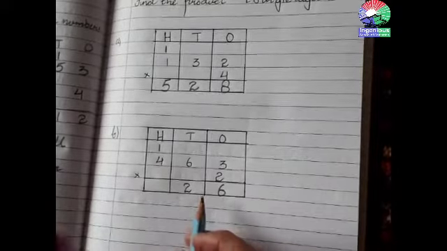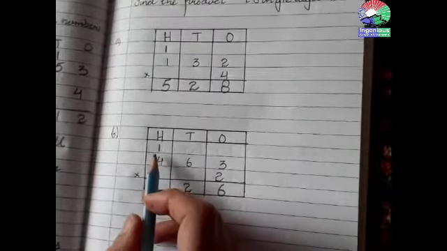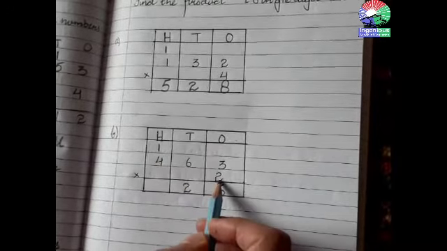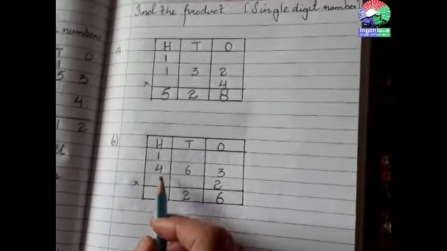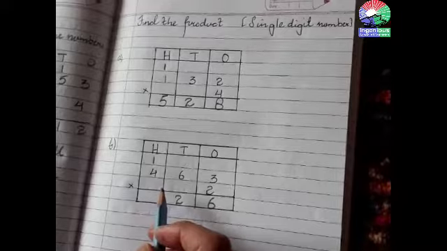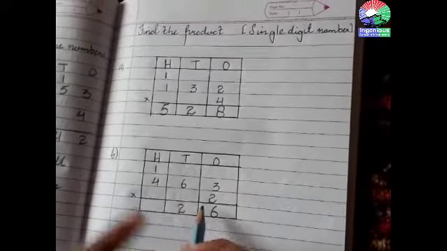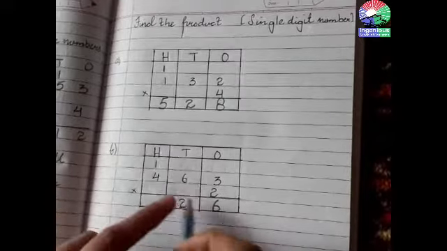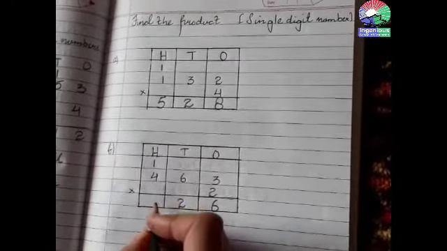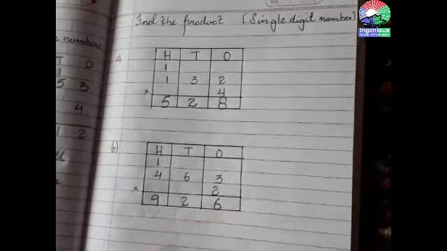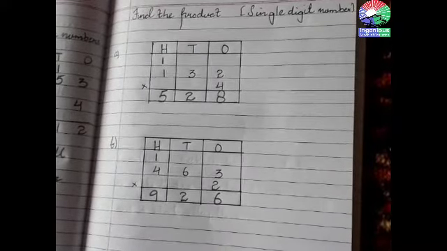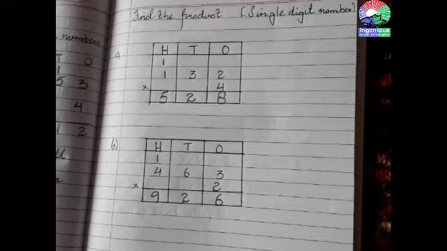Now, the digit at the hundreds column is 4. We have to multiply 2 with the digit 4. Now, 2 fours are 8. Now, what do we have to do? Add the carry 1. 2 fours are 8 plus 1 is equal to 9. And the answer is 926. My dear students, this is all about today's lecture.